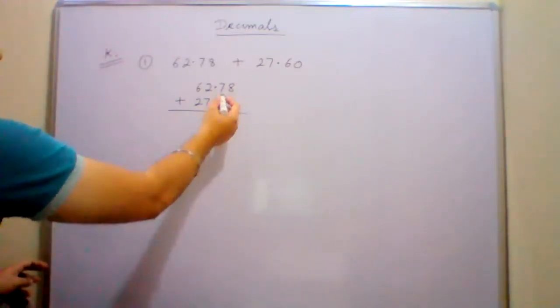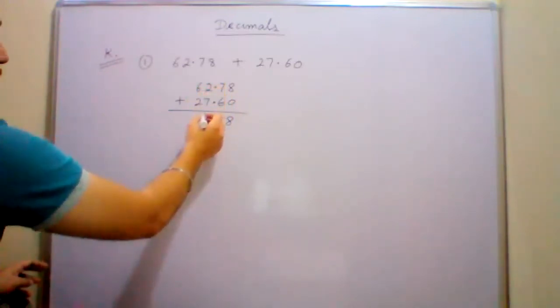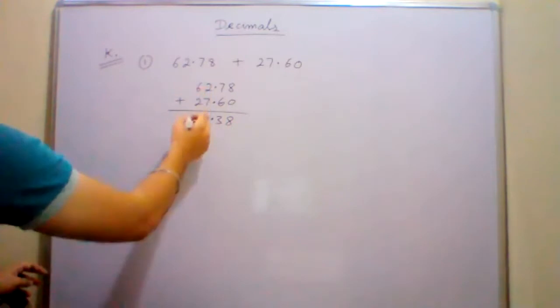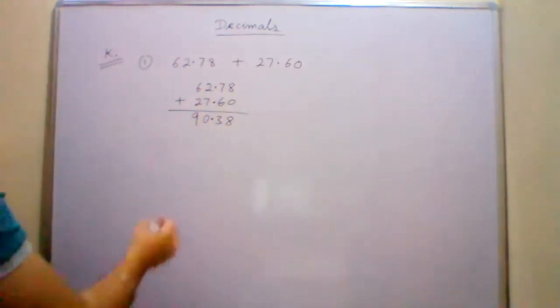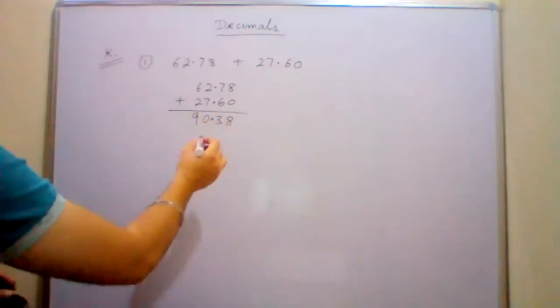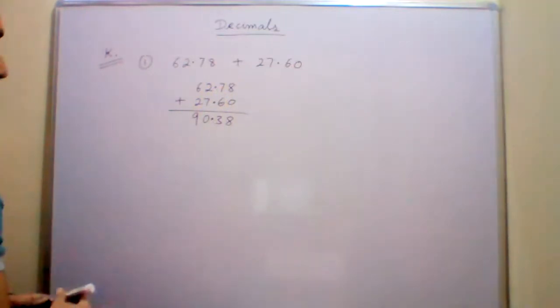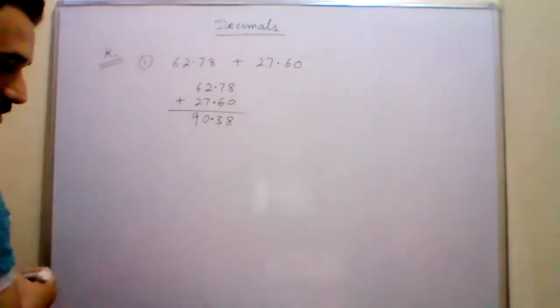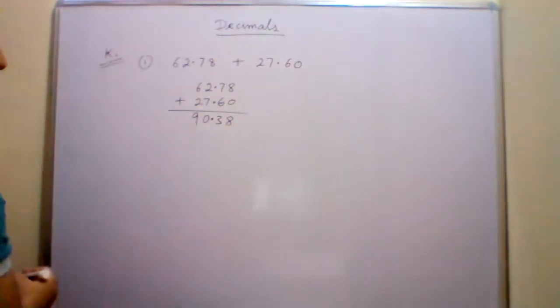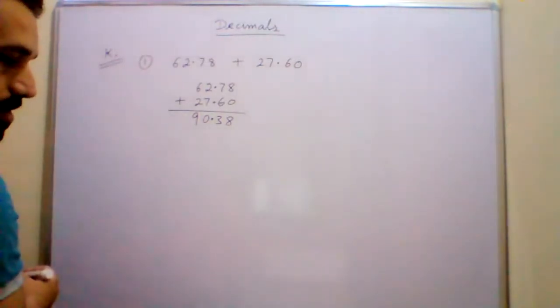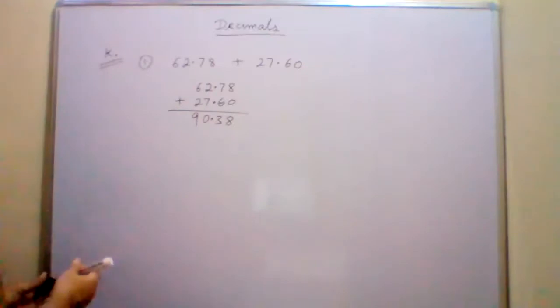Two digits from the right. So 3, 1 will be carried. 3 plus 7 is 10, 0, 1 again carried. 90.38. So in exactly the same manner we have added. The decimal is copied at the same place, two digits from the right. Understood all of you? In the same manner, we do subtraction also. So start doing the questions. Do all the parts of both the questions K and L.